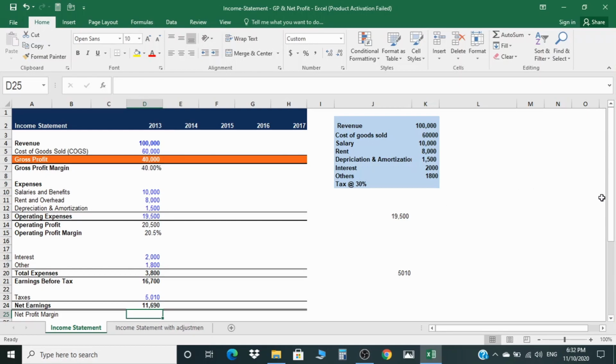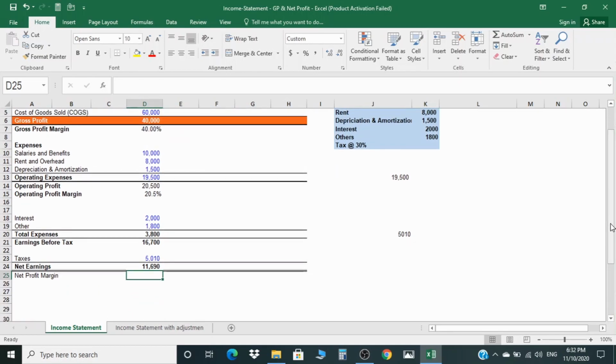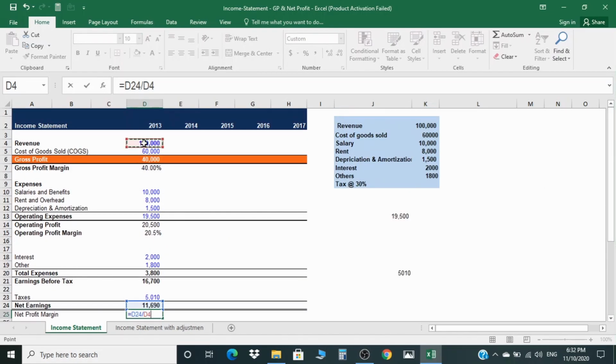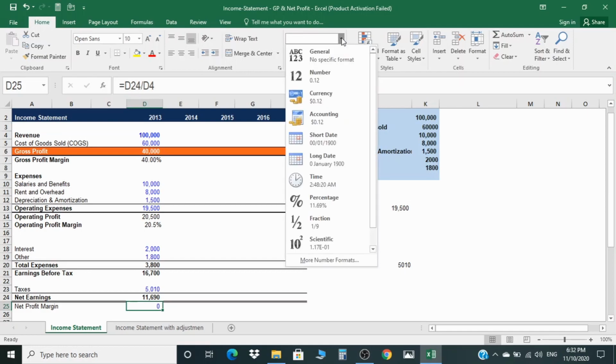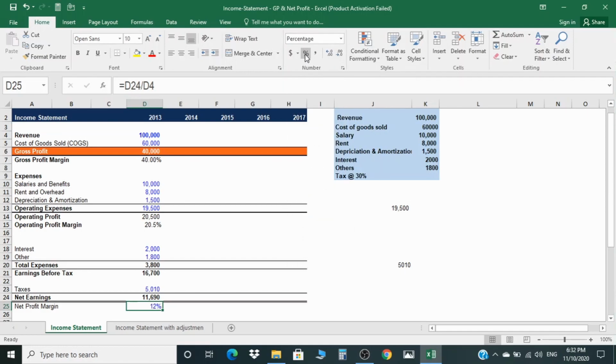So now we are going to calculate the net profit margin, right? So I told you before, let's go there and divide it by revenue. So go there. Okay, it's 0 here because it's custom here. If you go to percentage, it will give you a percentage, right? So that's a 12% net profit margin, right?